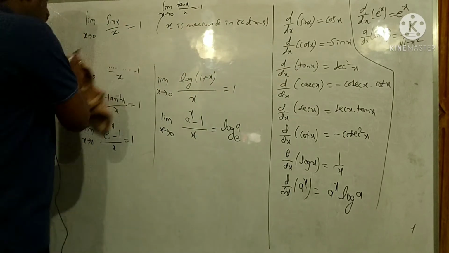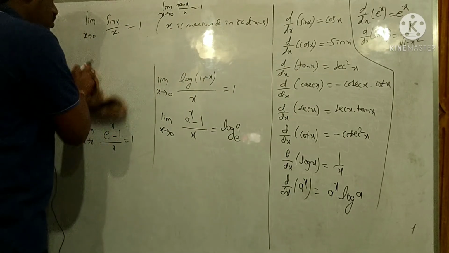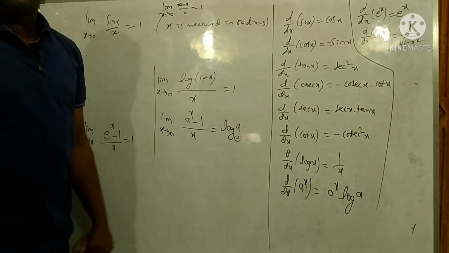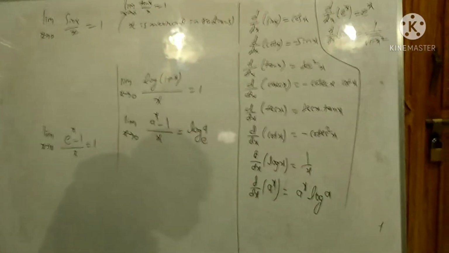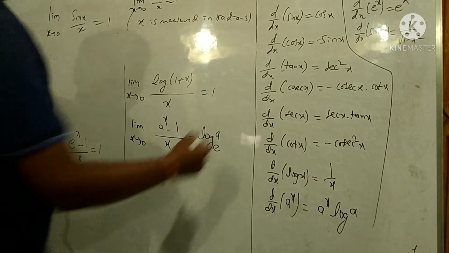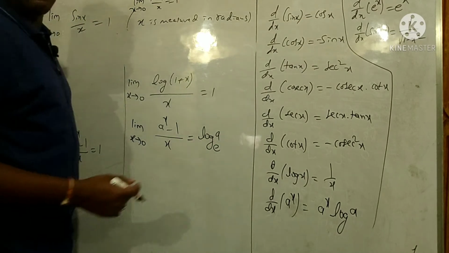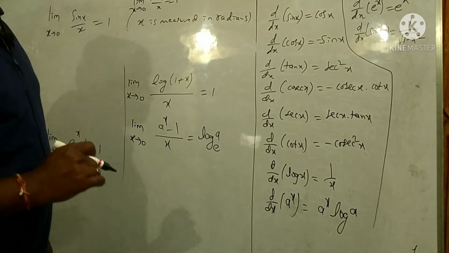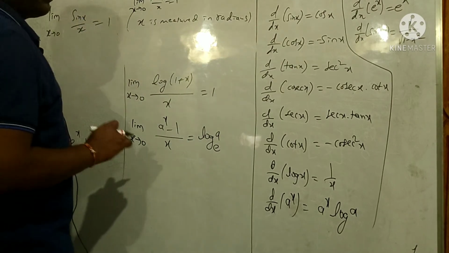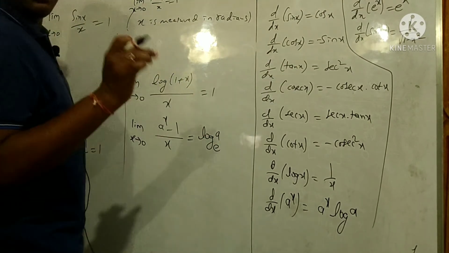Now another one, you have limit x tending to 0. Now see here, if you don't know the formulas, I wrote them here. You can check these formulas once. Those who don't know the formulas can see them first. d by dx of sin x is cos x. d by dx of cos x is minus sin x. d by dx of tan x is sec square x.